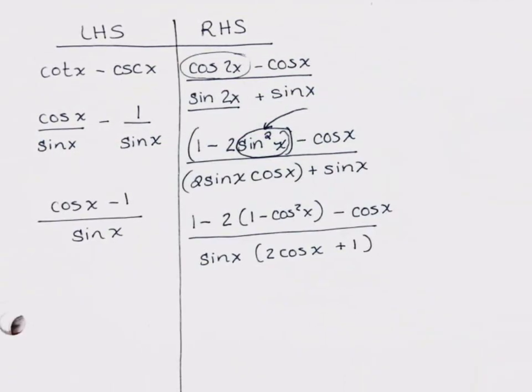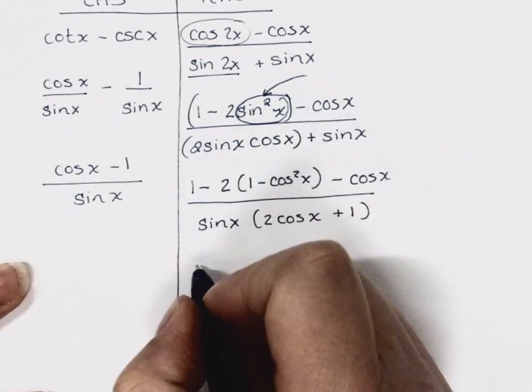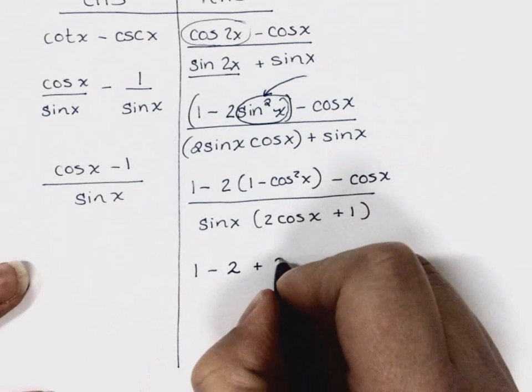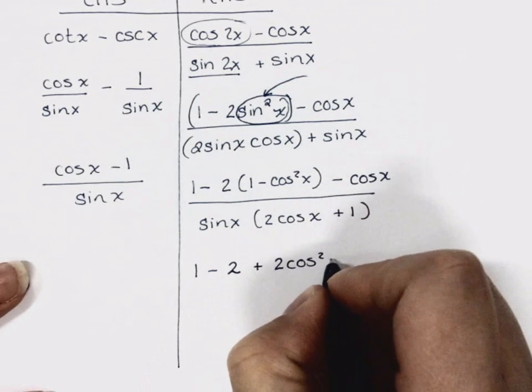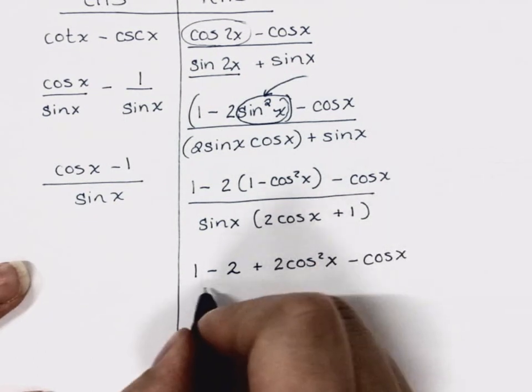Okay, now on that numerator, I'm kind of excited. I know you guys are too. I've got a cos squared, I've got a single cos, and then I've got a constant. So that to me right away means I can factor it. Anybody else see that? I'm going to deal with some negative signs here though. I'm going to have 1 minus 2 plus 2 cos squared x minus cos x.